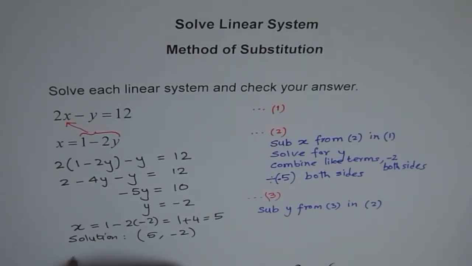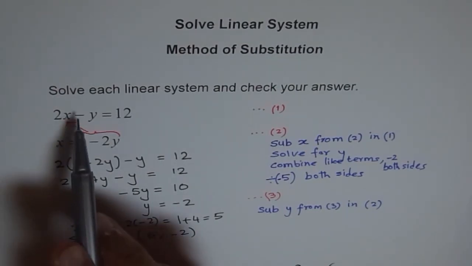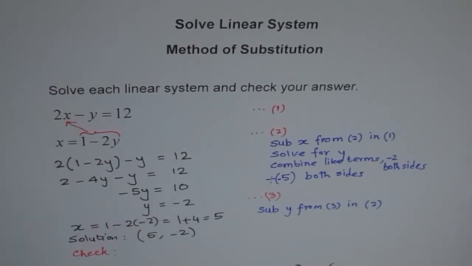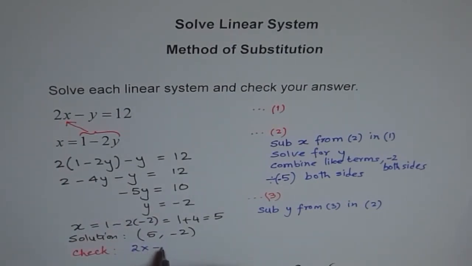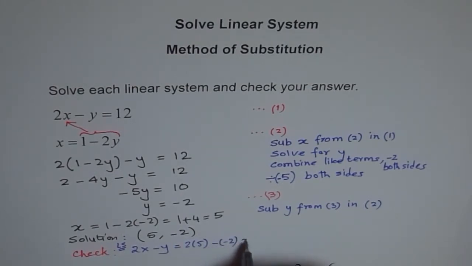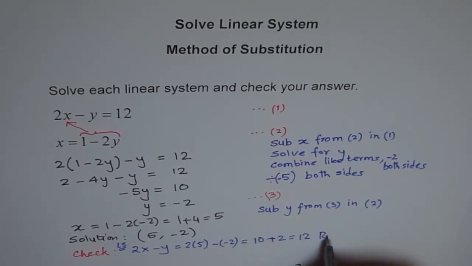And once we get a solution, we should always check it, right? Check means substitute your answer in the original equation and see whether it is right or wrong. Okay, let's do it. If I write 5 here, the equation is 2x minus y. This is the left side, right? So this equals 2 times 5, which is 10, and minus of minus 2, which makes it plus 2, which is 12, and that is our right hand side. So we checked that it works perfectly fine.